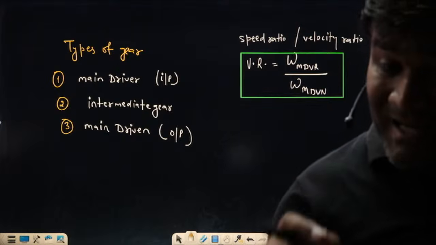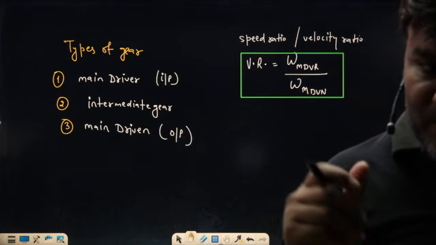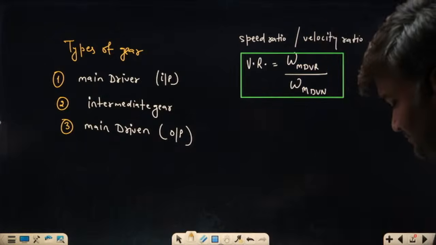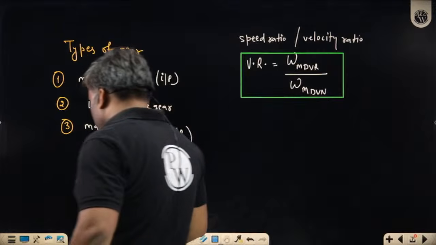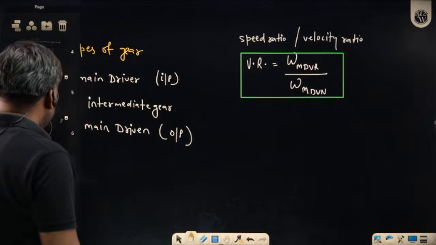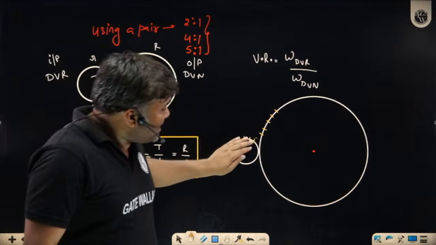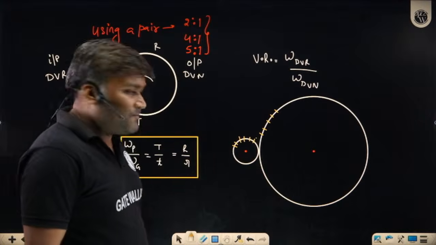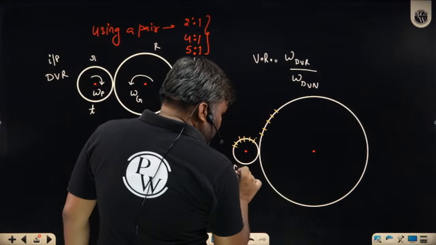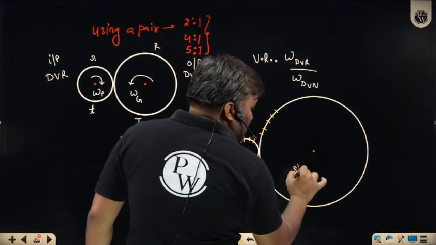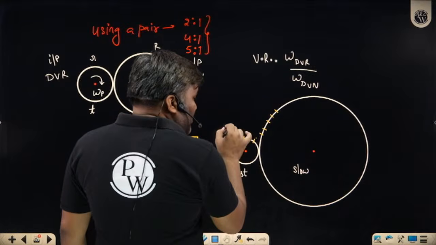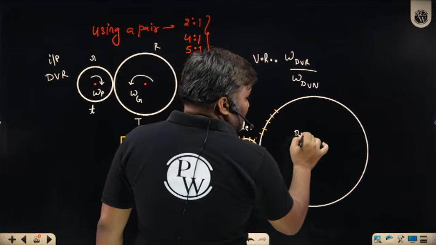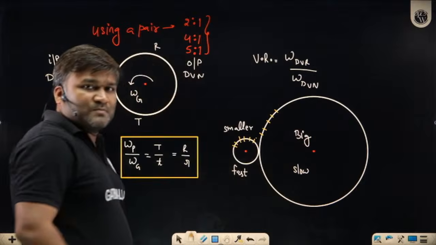Bigger gear is rotating at slower speed. Smaller gear is rotating at higher speed. ठीक है, ऑब्वियस सी बात है. Smaller gear always rotate at higher speed. Bigger gear will be rotating at slower speed. Let me write this. This is fast. This is slow. Smaller gear rotates faster and this big gear rotates at slower speed.